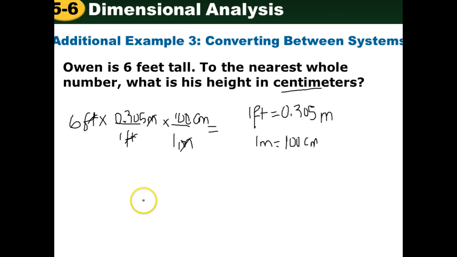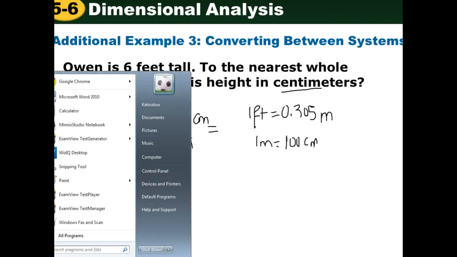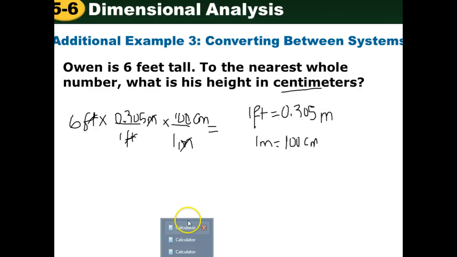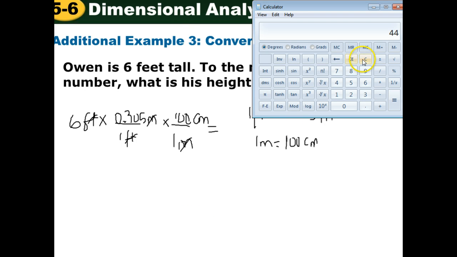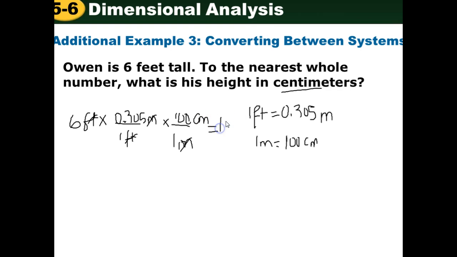Then here we just go ahead and multiply everything. So 100 times 6 is 600, and then times 0.305. So let's do that. And that'll be 183 centimeters.